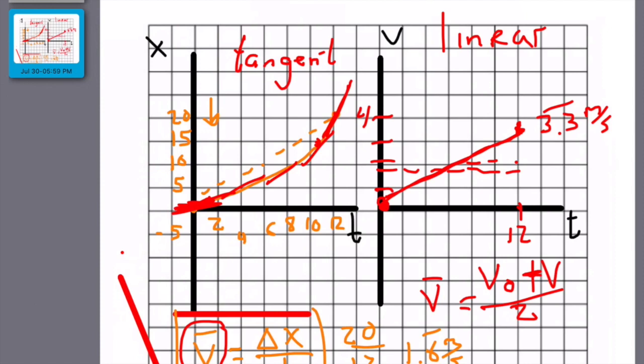Okay. So this is how we look at position versus time graphs and velocity versus time graphs. That's how we go from here to there. Okay, and in the next video, I'm going to talk about how we go from here to here, how we go back in the other direction.